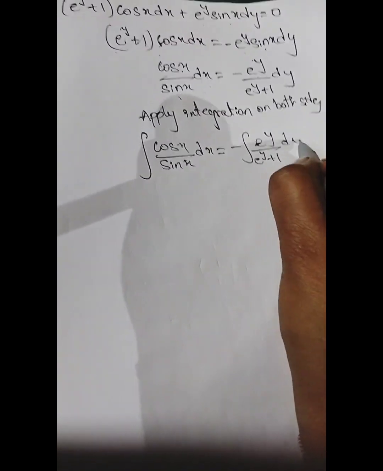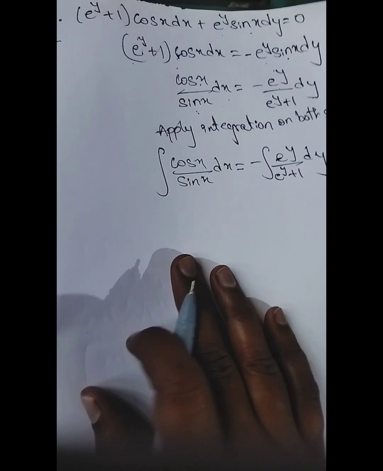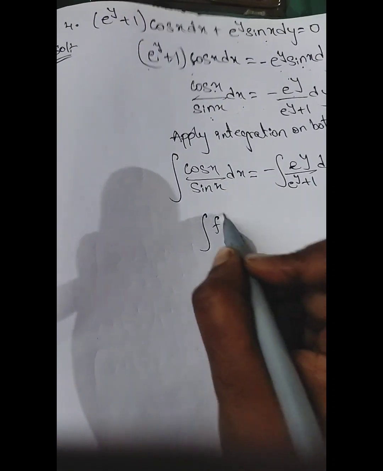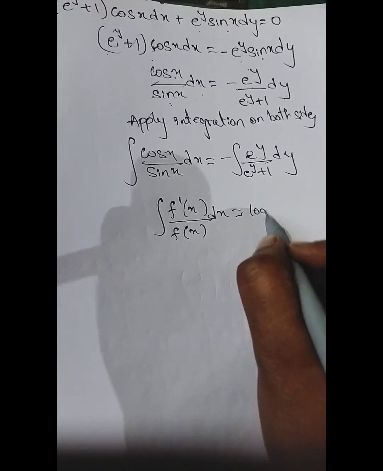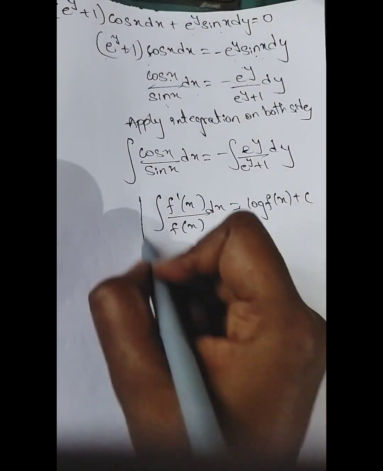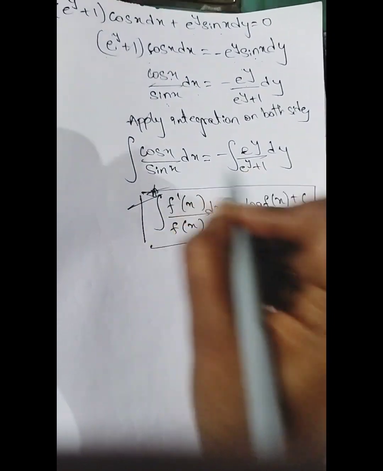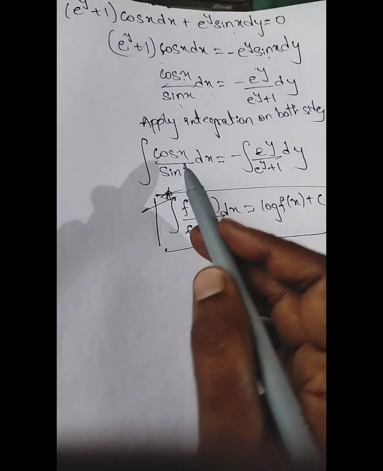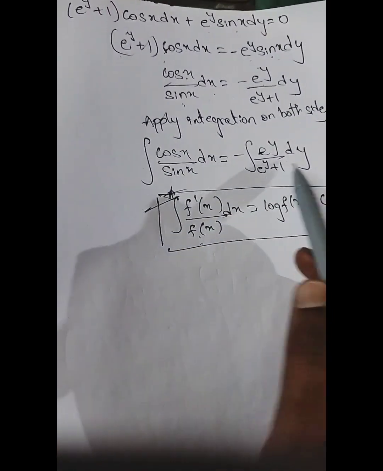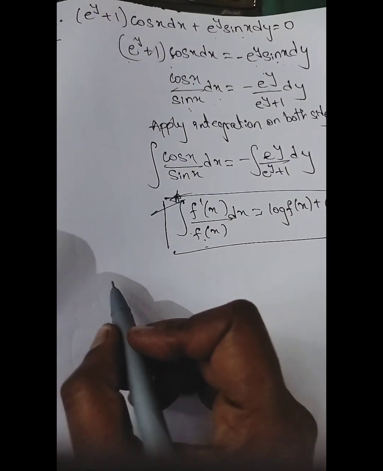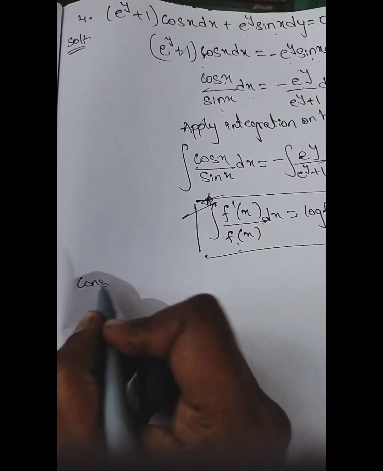e power y plus 1 dy. So how to solve this? We have a formula here: integral f dash of x by f of x dx equal to log f of x plus c. This is our formula. So we have to check whether we can apply this formula to these terms or not. First, consider the first integral.